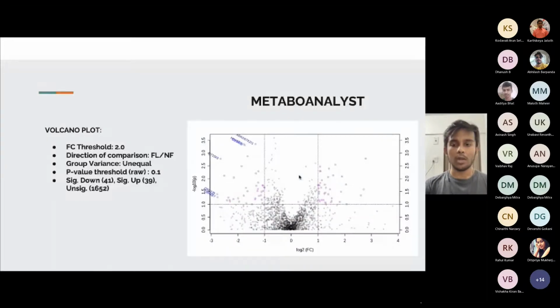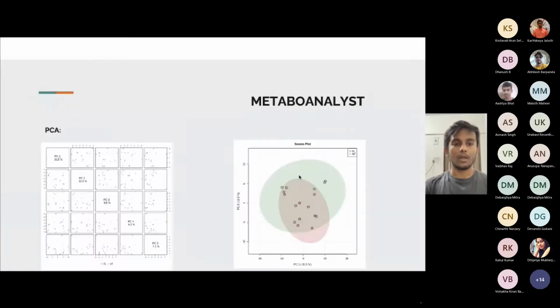Next, we have the volcano plot, from where we took the data. I took the data for further analysis for pathway analysis. The parameters were the same as before: FC threshold of 2, direction of comparison FL or NF. Group variance was unequal. P-value was 0.1. Here I had 41 significantly down, 39 significantly up, and 1,652 insignificant proteins.